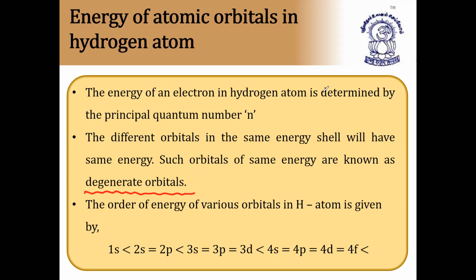The order of energy of various orbitals in hydrogen atom is given by 1s is less than 2s equal to 2p, which is less than 3s equal to 3p equal to 3d, then 4s, 4p, 4d, 4f, and so on. So 2s and 2p are called degenerate orbitals because the principal quantum number is the same. The equal sign represents the degenerate orbitals.